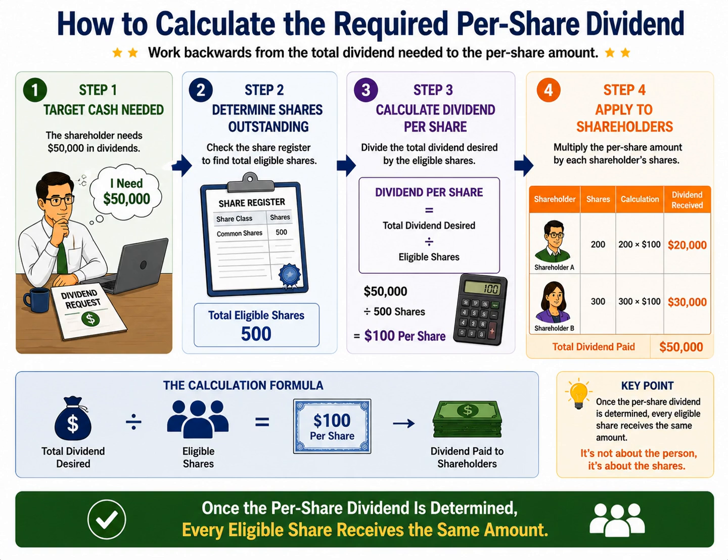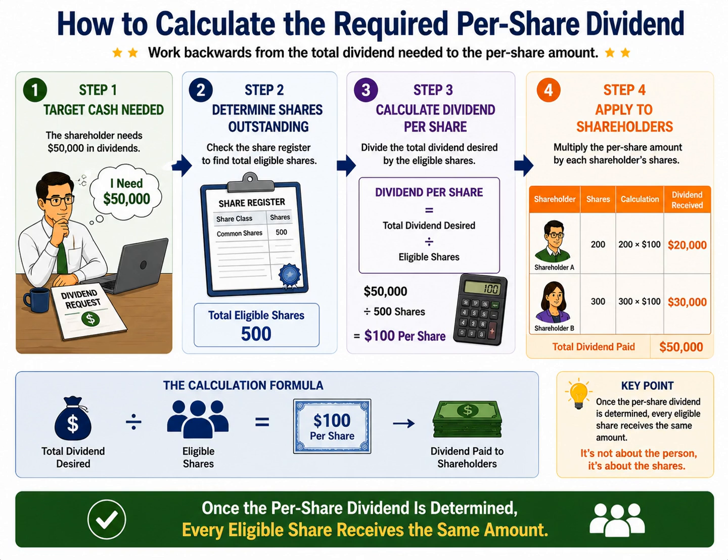In this example, shareholder A owns 200 shares. At $100 per share, they receive $20,000. Shareholder B owns 300 shares. At $100 per share, they receive $30,000. Notice that the accountant is not deciding how much each person receives individually. Instead, the accountant calculates a single per share amount, and the shareholder results flow automatically from their ownership position.